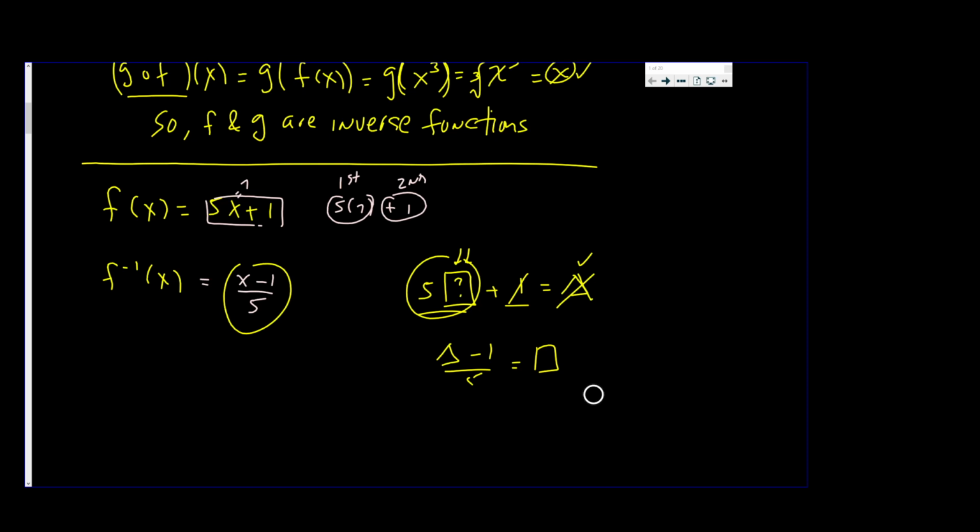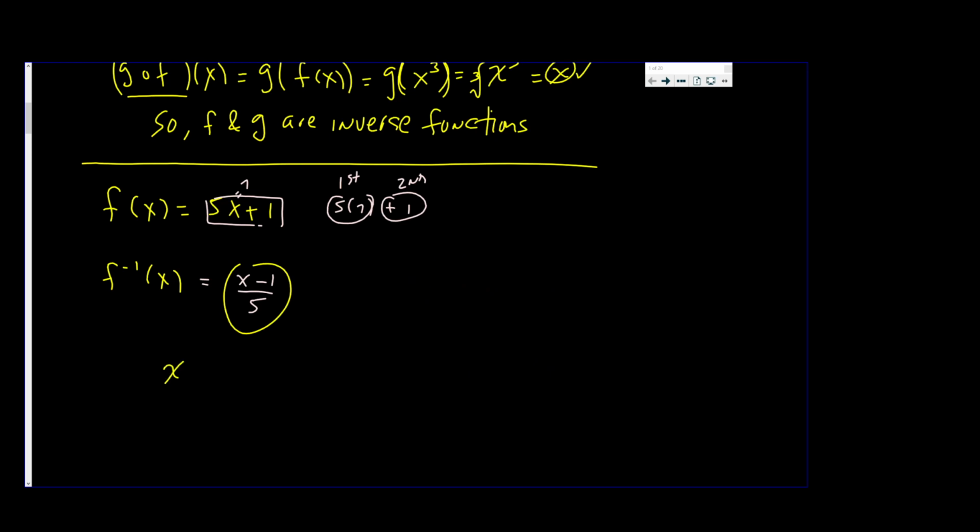Another way to do it is as follows. Let's start with x and let's see what f does. What does f do? Well, first, it multiplies by 5. So now we have 5x. And then it adds 1. So you have 5x plus 1. Call that the new x.